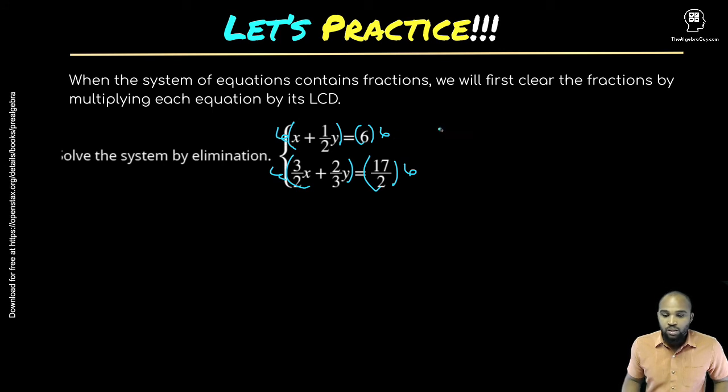So 6 times x gives me 6x. And 6 times a half, half of 6 is just 3y.